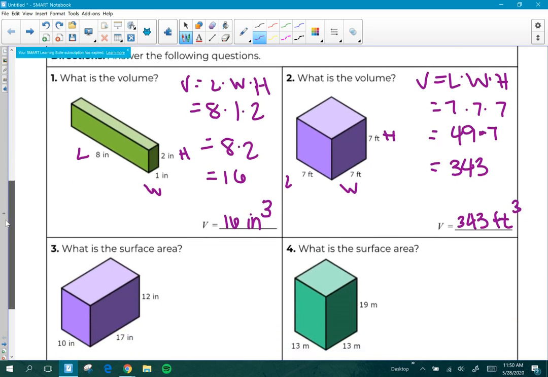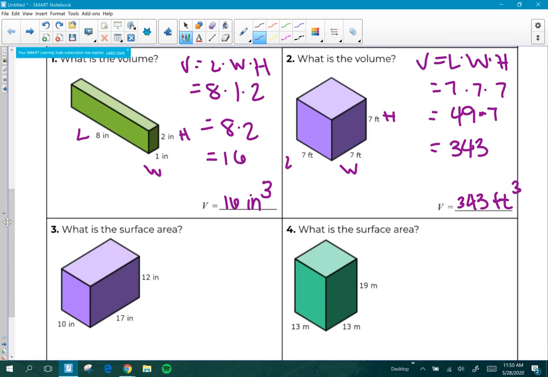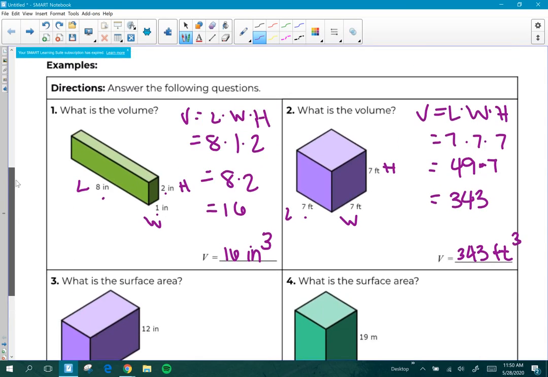Not much that you can really mess up with the volume, because it doesn't really matter where you put anything as long as you put one of those quantifiers in each spot. You put the 8 somewhere, you put the 1 somewhere, you put the 2 somewhere, 7, 7, and 7, and so on. So next we're going to talk about surface area.